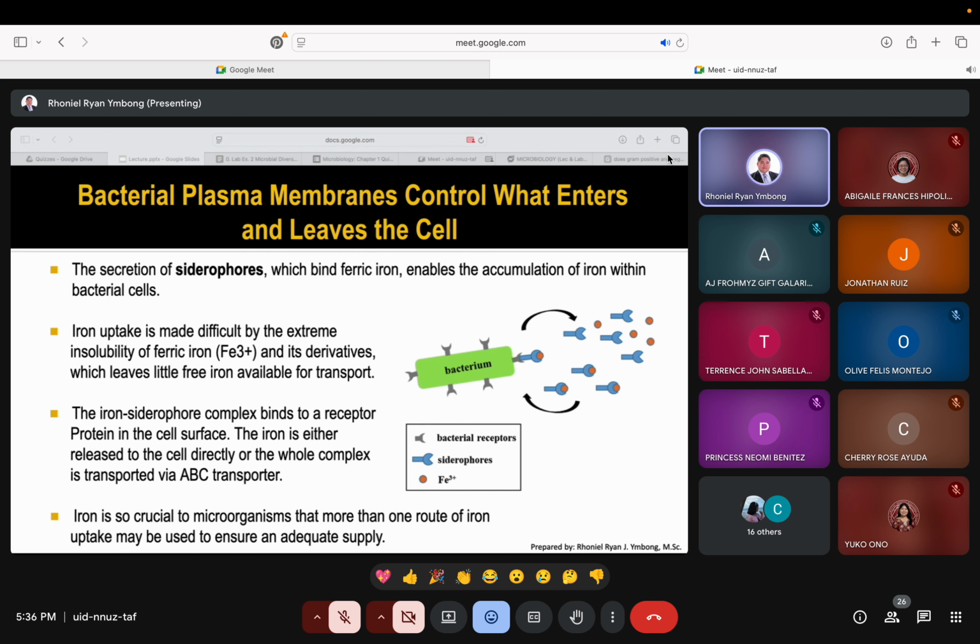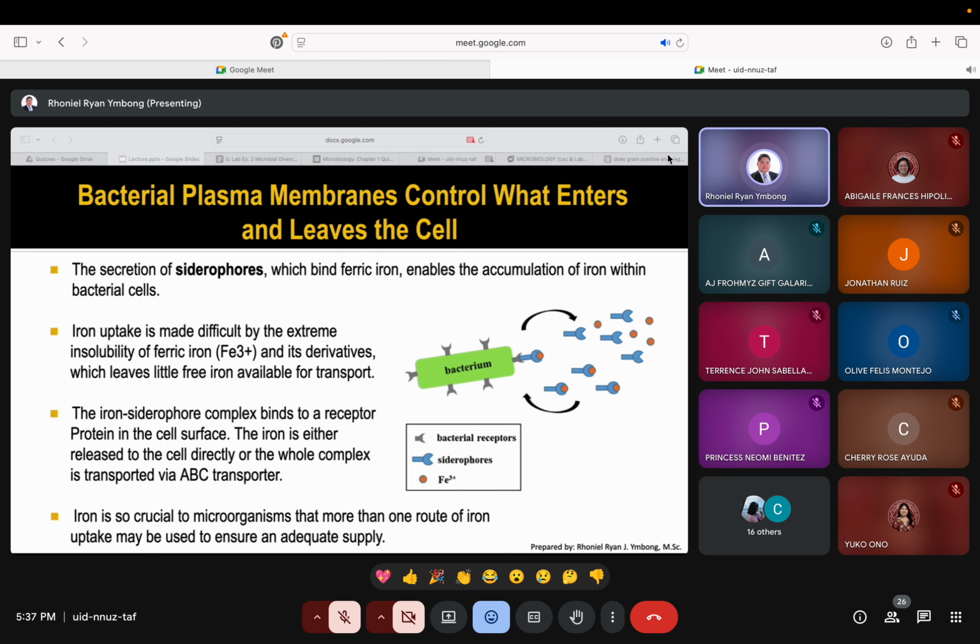And here, the iron is very much vital for our bacterial cell because there are more than one route of iron uptake that could be easily used to ensure adequate supply. So basically, since iron is quite hard for your bacterial cell to get from the environment, they need to have different ways of acquiring iron, and siderophores are only one mechanism for them to uptake the iron coming from the environment.